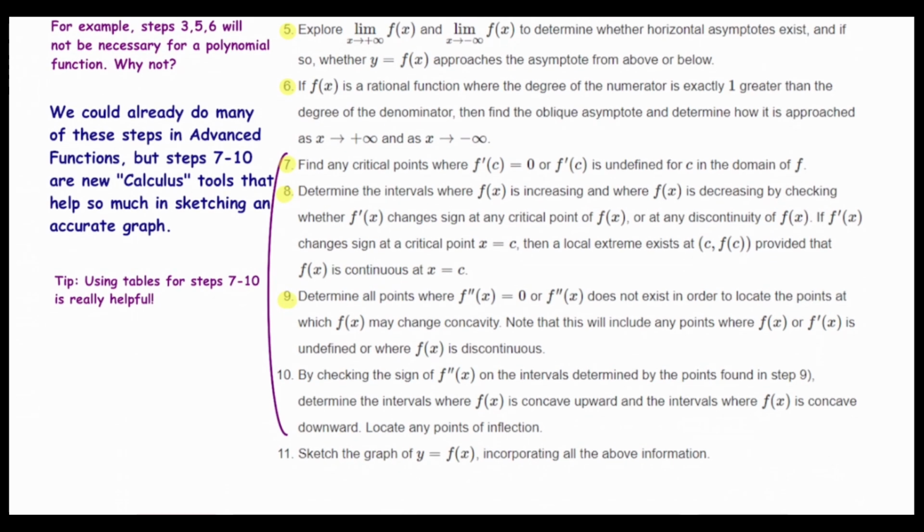Step 10, by checking the sign of f double prime of x on the intervals determined by the points found in step 9, determine the intervals where f of x is concave up or where f of x is concave down. Locate any points of inflection. So look at points where it's changing from concave up to concave down and vice versa. And finally, step 11, sketch the graph incorporating all of the above information.